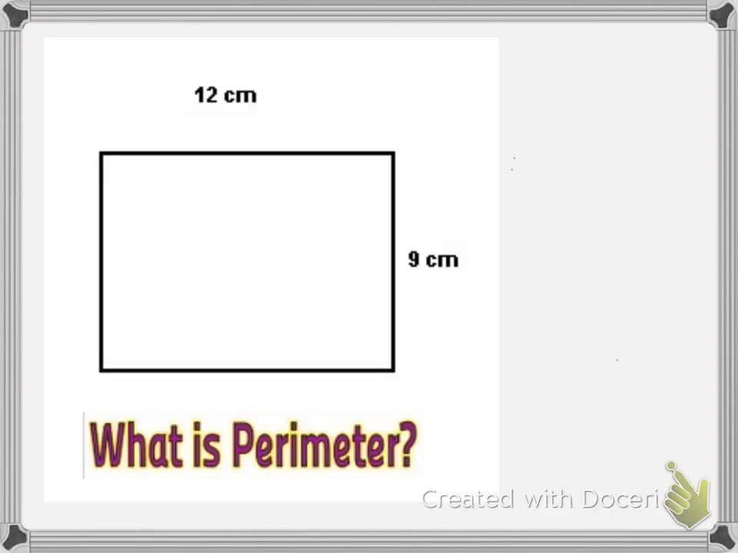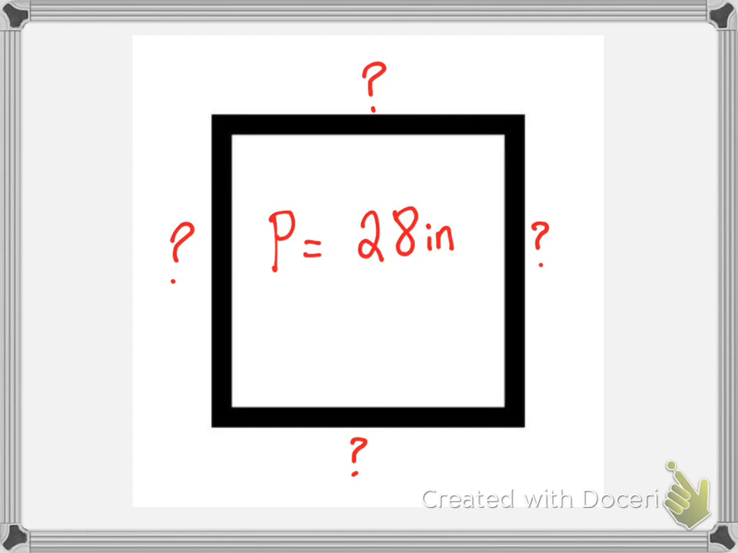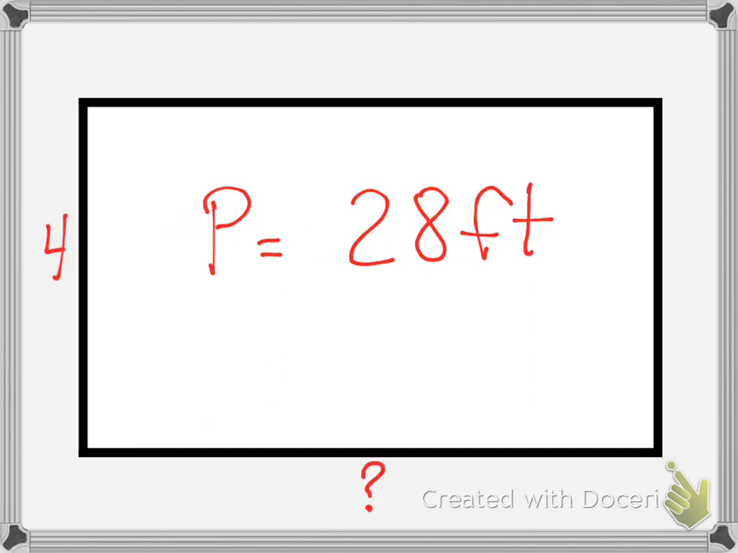All right, what is the perimeter of this rectangle? In this rectangle, the perimeter is given. Please find the missing side. Here's a square. The perimeter is given, 28 inches. Please find the missing sides. Here's a rectangle. The perimeter is given. It's equal to 28 feet. One side is 4. What is the other missing side?